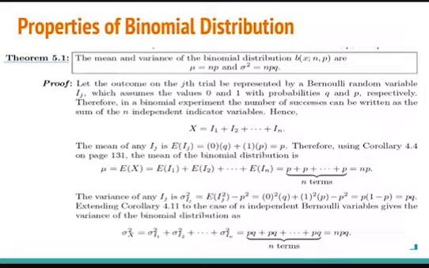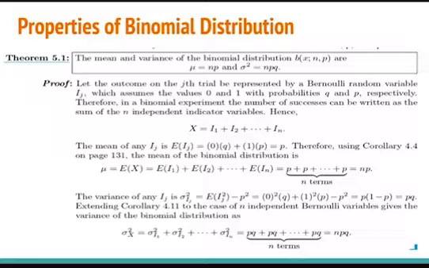Okay, now we want to talk about the properties of binomial. If a random variable x follows a binomial distribution, what does it mean? What is the mean and the variance? Now, if I want to know the mean and the variance of a binomial, I first need to know the mean and variance of a Bernoulli. The moment I know the mean and variance of a Bernoulli, I can figure that out.